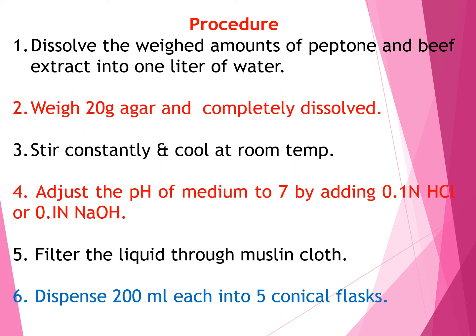Dissolve the weighed amount of peptone and beef extract in 1 liter of water. Weigh 20 gram of agar and dissolve completely. Stir constantly and cool to room temperature. Adjust the pH of the medium to 7 by adding 0.1 N HCl or 0.1 N NaOH. Dispense 200 ml each into conical flasks. Here you need not filter the liquid through muslin cloth. The point number 5 is miswritten here.